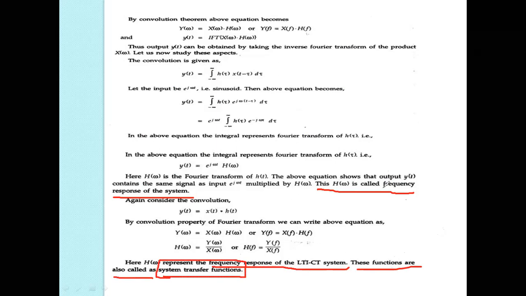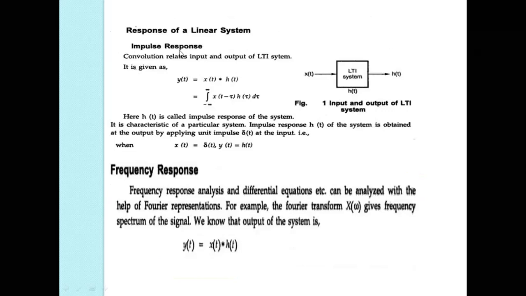I told you that H of omega we can call the frequency response of the system or the system transfer function of the system. Both are H of f or H of omega. Understood, my dear students? We discussed the frequency responses of linear time invariant systems. The two functions are the impulse response and the frequency response. What is the frequency response? H of omega is equal to Y of omega by X of omega.